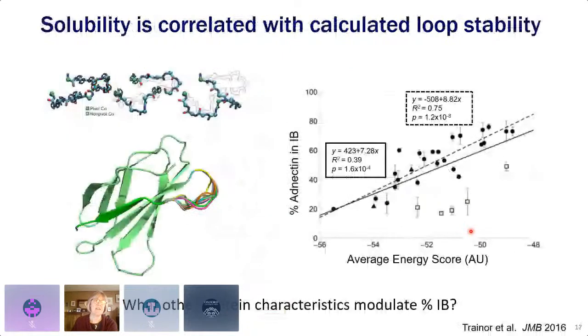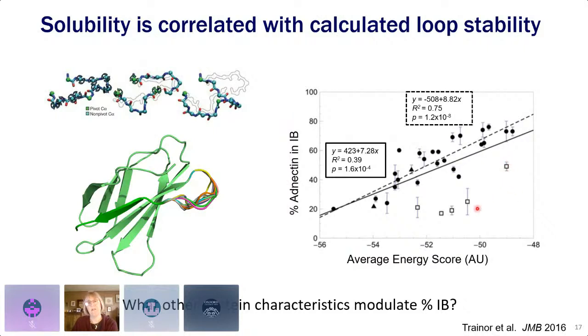And so what Kyle did here is he modeled the stability with the kinematic loop closure algorithm in Rosetta, and modeled many thousands of conformations of the loop, typically between 10,000 and 100,000, to test it further, and calculated the energy of the loop. Here we have the average loop energy, and you can see that it correlates: as the loop gets less stable, we get more inclusion body formation.